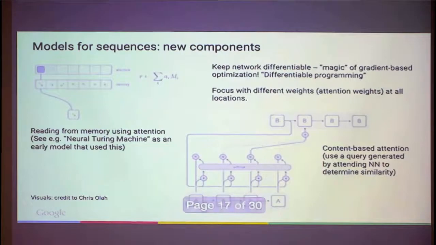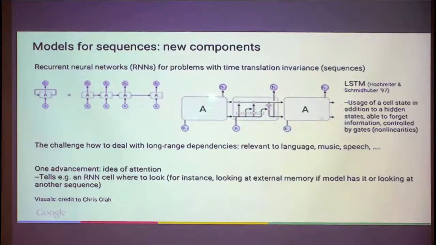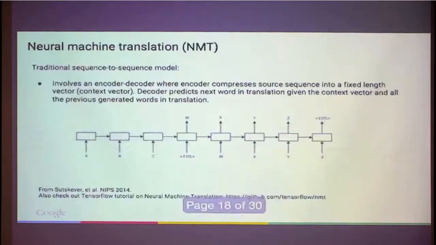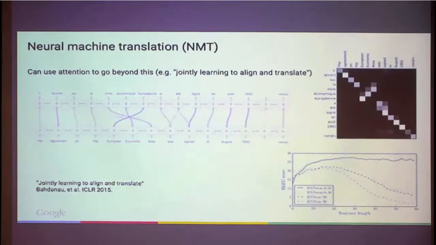So rather than force the system to pass information from time step t to t+1, you allow it to choose where it wants to look. In the interest of time, I'm going to skip over this slide and show you a little bit of this one. This is an example from machine translation.